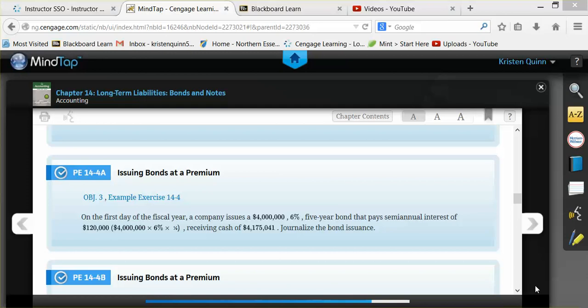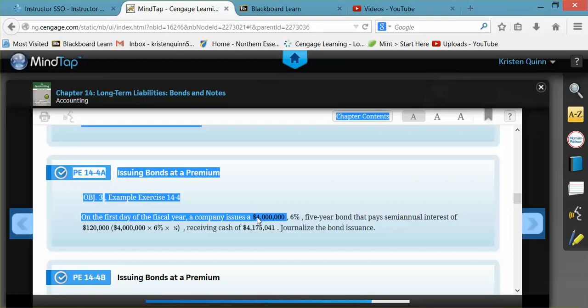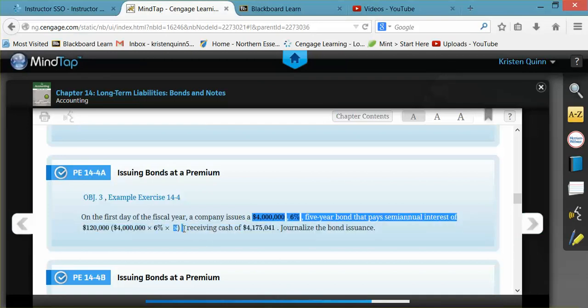The example tells us that on the first day of the fiscal year, a company issues a $4 million, 6%, 5-year bond that pays interest semi-annually of $120,000, and that we received cash of $4,175,041. The company that's issuing the bond is the one that will record the liability.